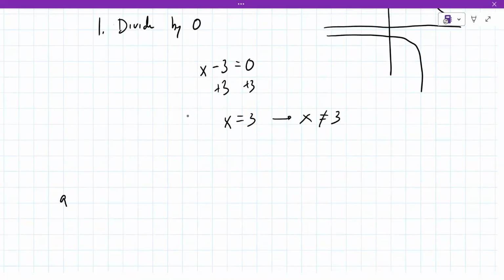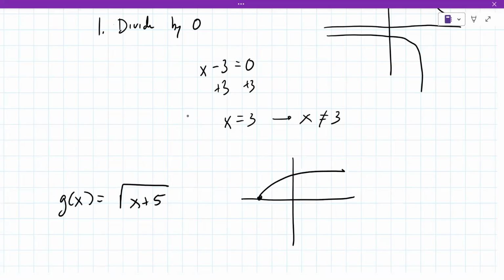G of x is the square root of x plus 5. So will you graph that for us, please? All right. Now that one curves. Yeah, it starts over here at -5 and goes to the right like that.